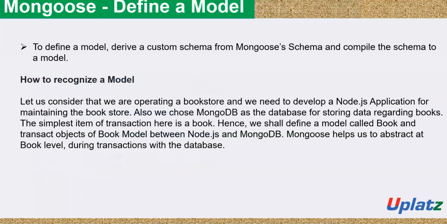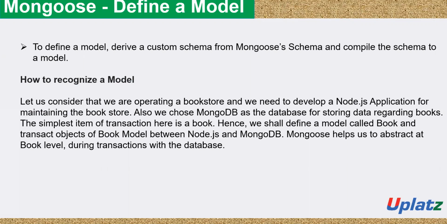Next, we will see how to define a model. So a model is very, very important in order to make our Node.js application communicate with MongoDB using the Mongoose library. So the model does everything. To define a model, we need to derive a custom schema from the Mongoose schema. Later, we need to compile the schema into a model. So let's see how to define a model.